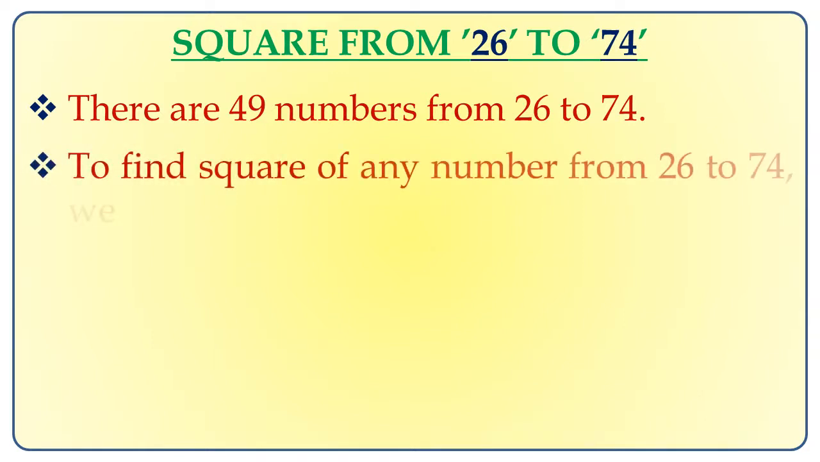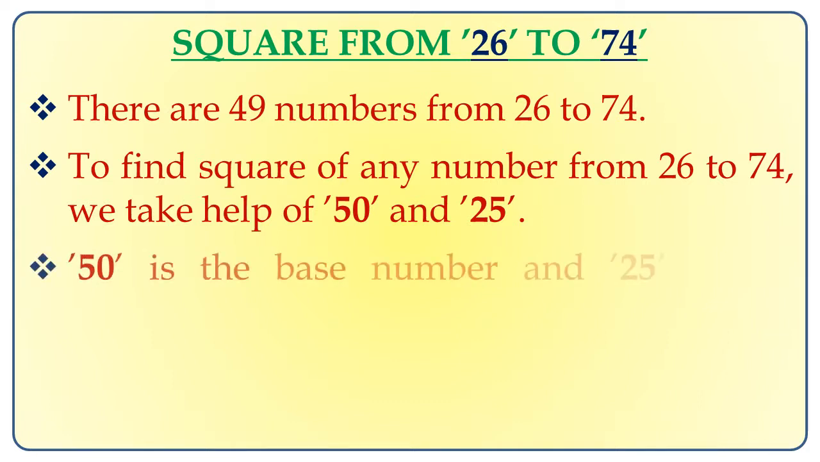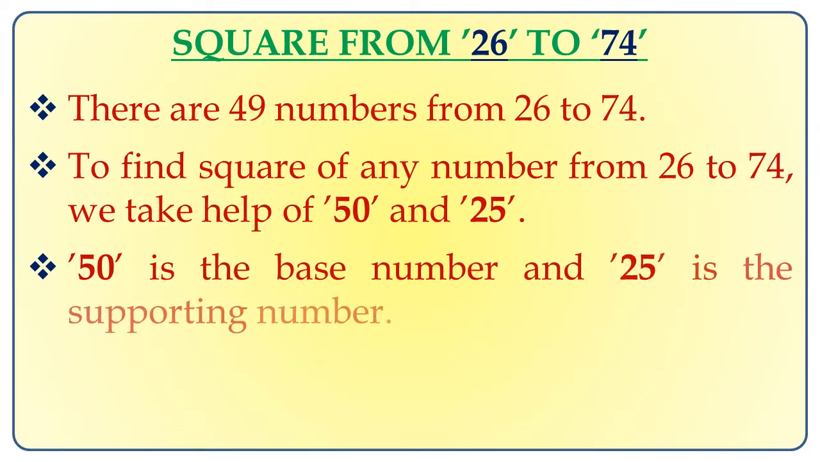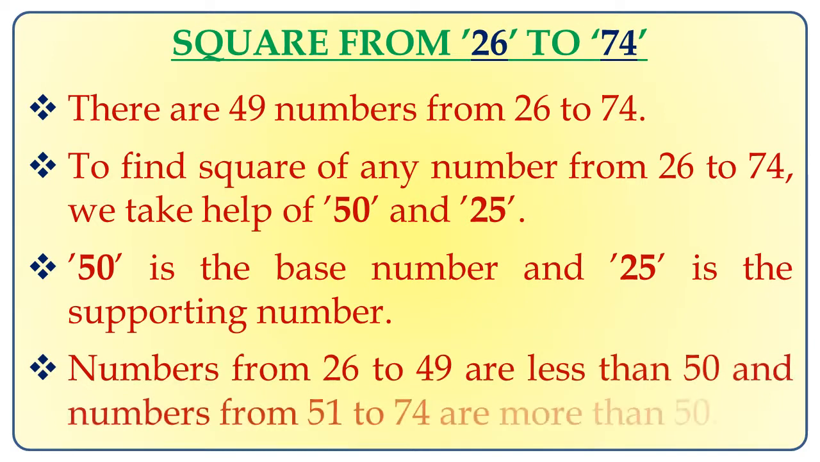What we are supposed to do, we take help of two numbers to find out the square of a number lying between 26 to 74. We take help of 50 and 25, where 50 is the base number and 25 is the supporting number, or we say another number. So with the help of 50 and 25, we can find any number from 26 to 74. Obviously you see 50 is the middle number between 26 to 74.